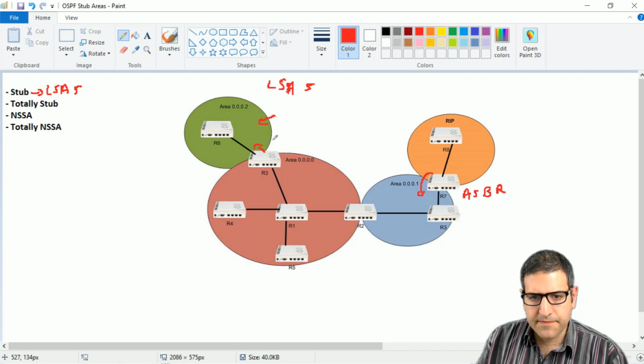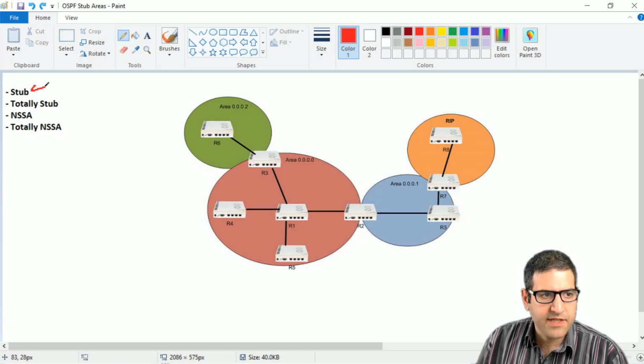For this reason, you cannot configure a stub area, for example, in area 1. You cannot make it a stub area. Why? Because router 7 here is an ASBR connected to RIP. So you should not configure a stub area on an area which has an ASBR. Okay, so now we know what the stub area is.